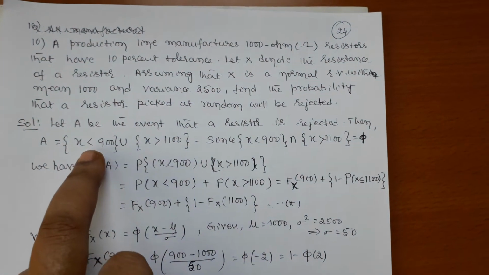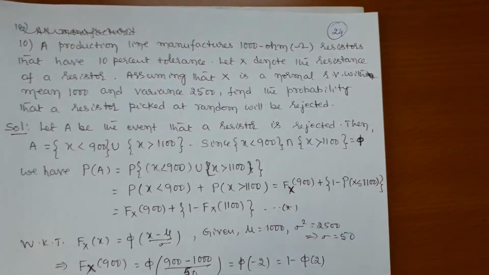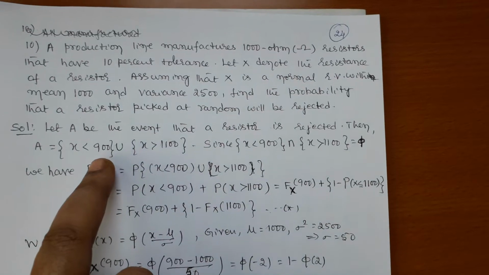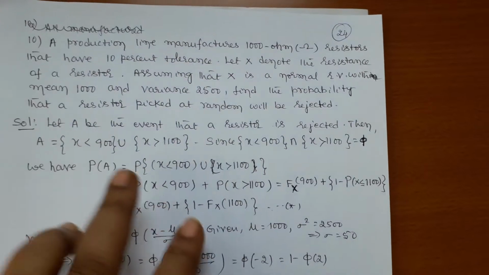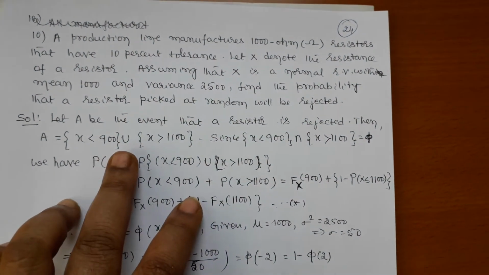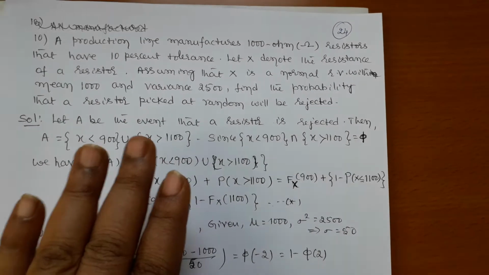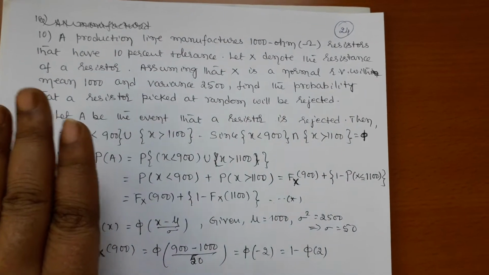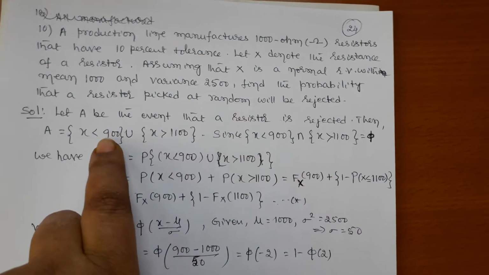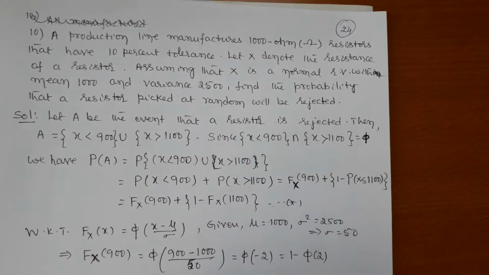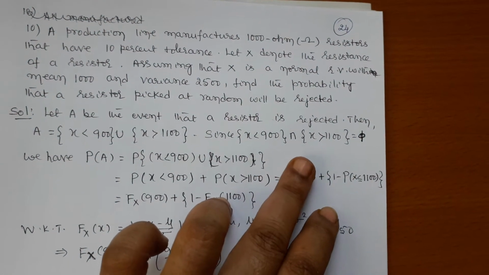Either X is less than 900, given the 10% tolerance. Whatever they manufacture, 1000 ohms with 10% tolerance means 100, so greater than 1100 or less than 900: X less than 900 union X greater than 1100. Add 100 to 1000, we get 1100; subtract, we get 900. The intersection of X less than 900 and X greater than 1100 has nothing in common, so it must be empty.